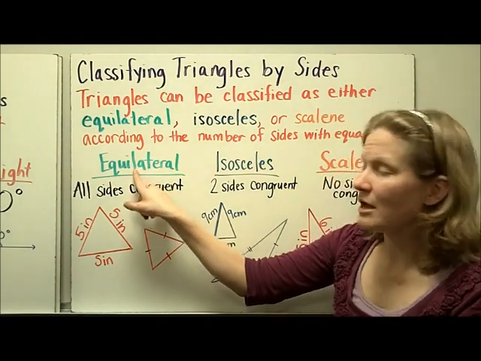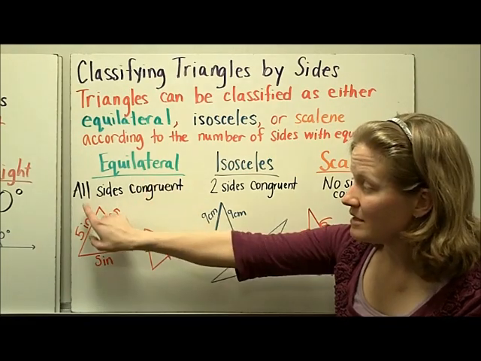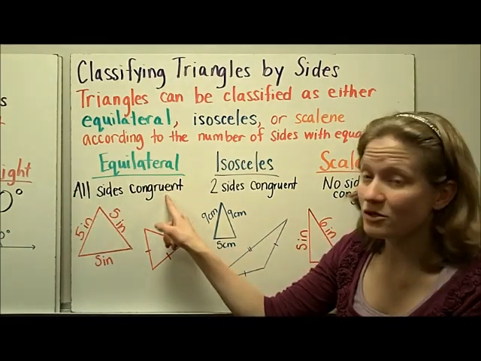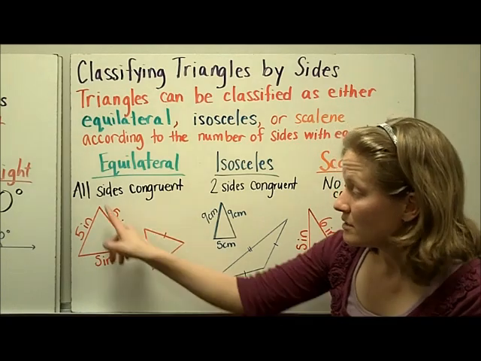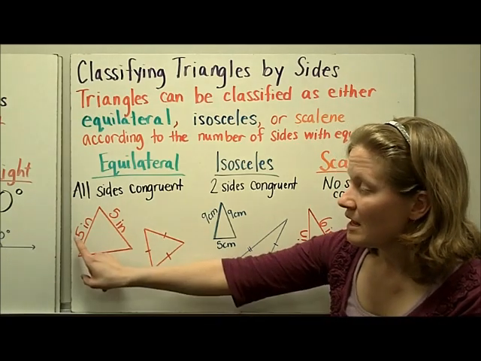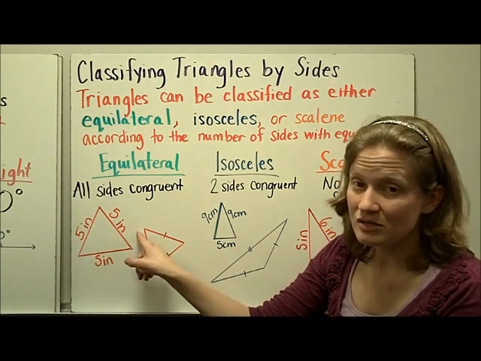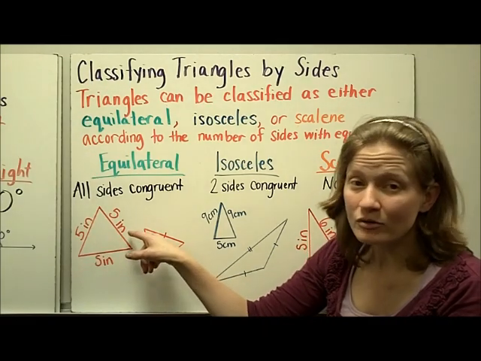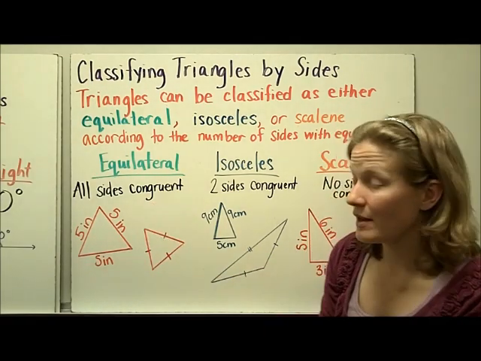An equilateral triangle, it names it by its sides, and that is a triangle in which all sides are congruent or equal. So we can see in this triangle that each side is 5 inches, so we would call this an equilateral triangle because all sides are congruent.